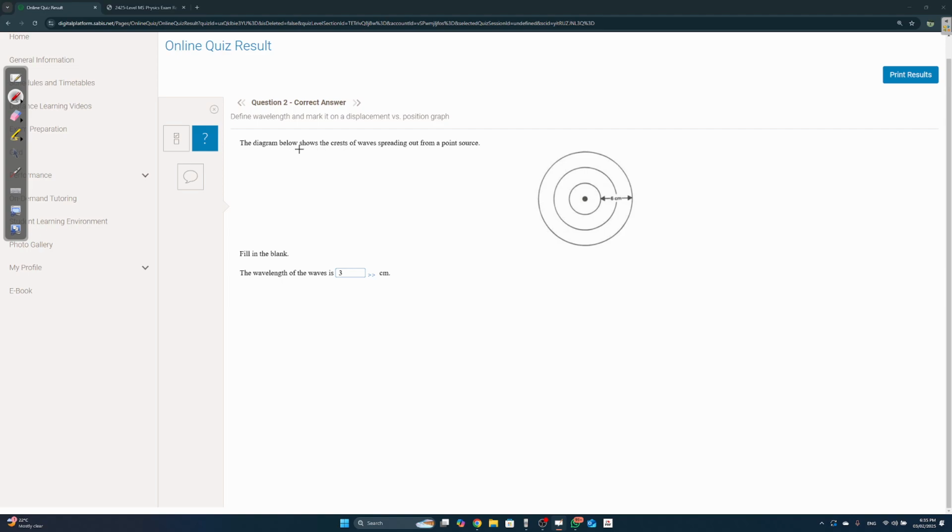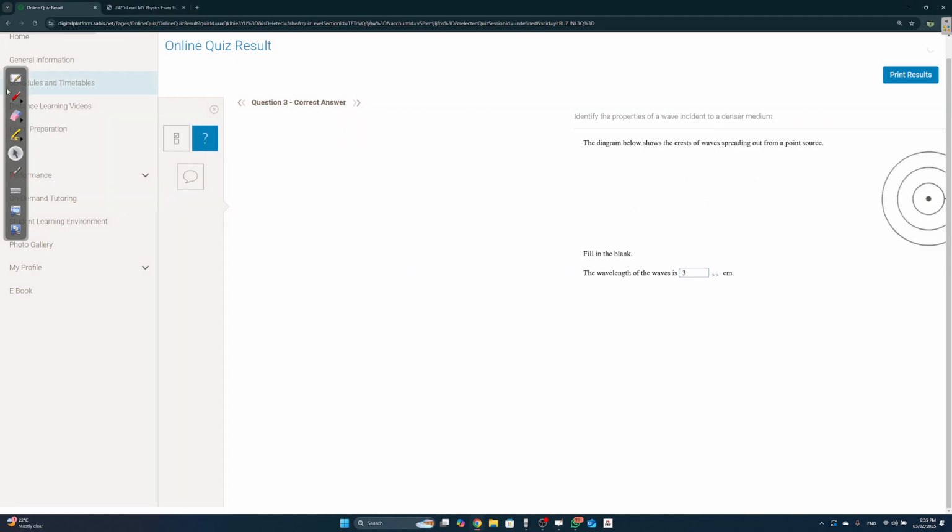Here, this diagram shows the crests of waves spreading out from a point source. So crest to crest to crest. Here they gave us the length between two crests is 6 centimeters. They're asking us to find the wavelength. We said the wavelength is the distance from one crest to another crest, but here they give us the distance across two crests. So what we do, we just do 6 divided by 2 is equal to 3.